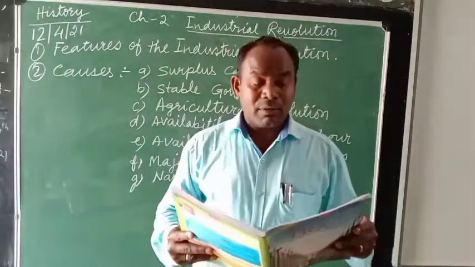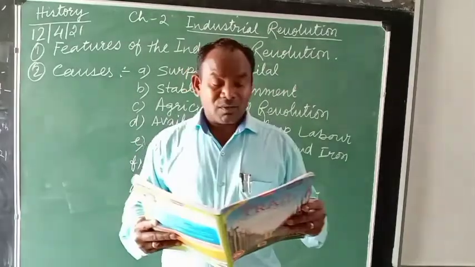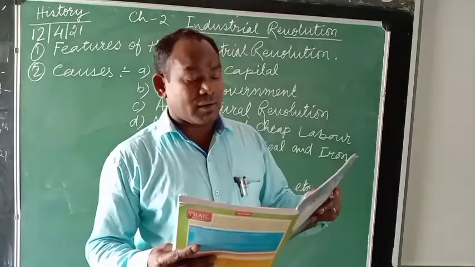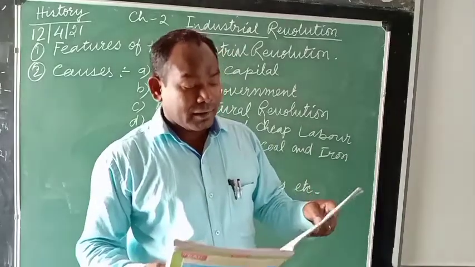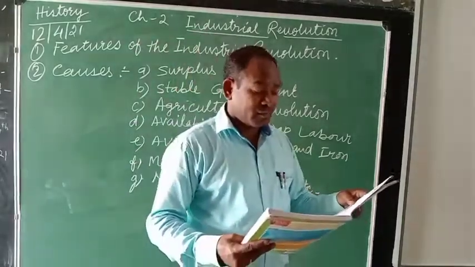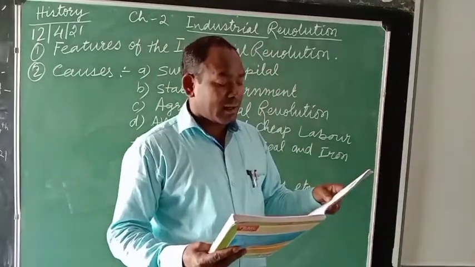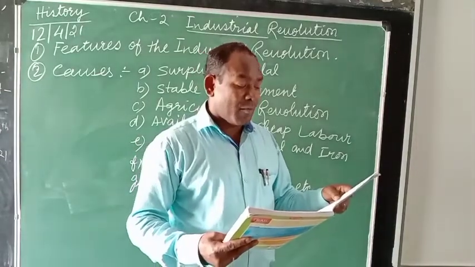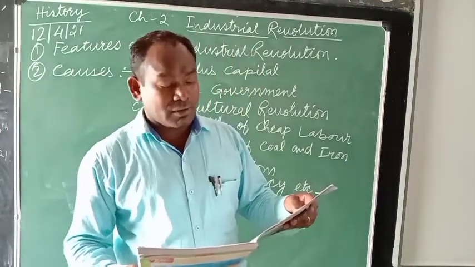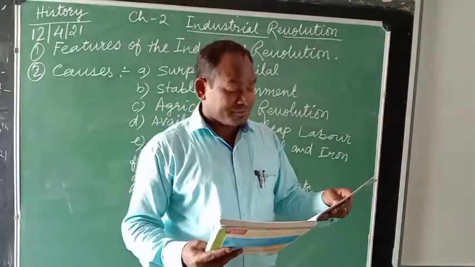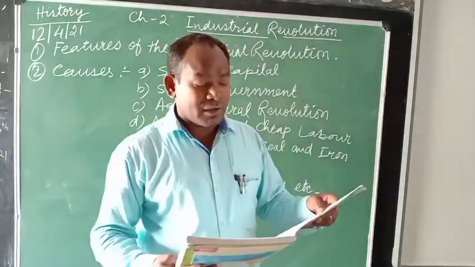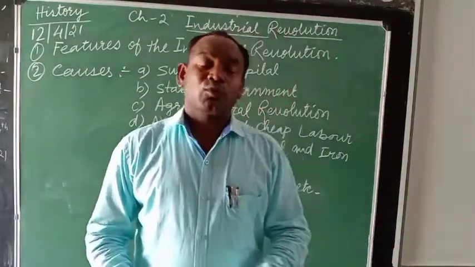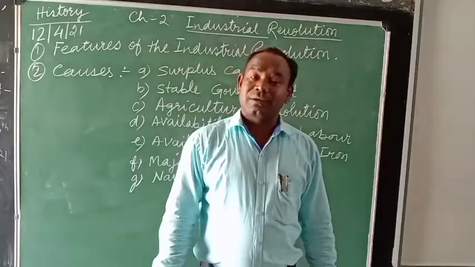Next, naval supremacy. Backed by the power of the navy, the strongest in the world, England had acquired a large number of colonies. These colonies were used as suppliers of cheap raw materials and as waiting markets for finished products. This cemented industrial growth. Means there were so many colonial countries under England.